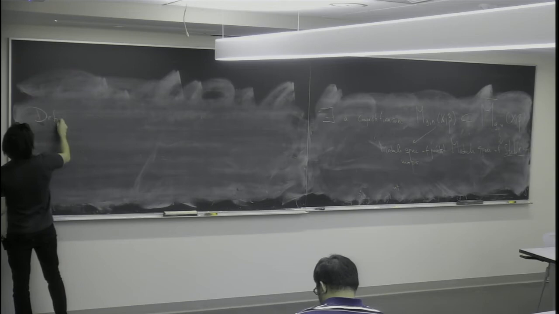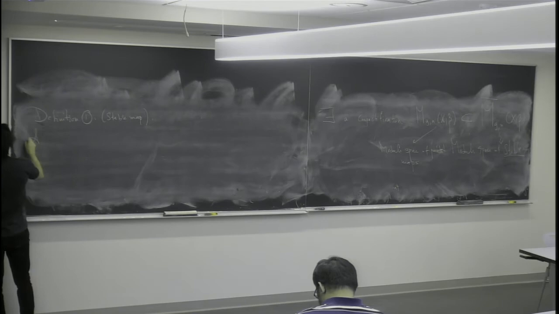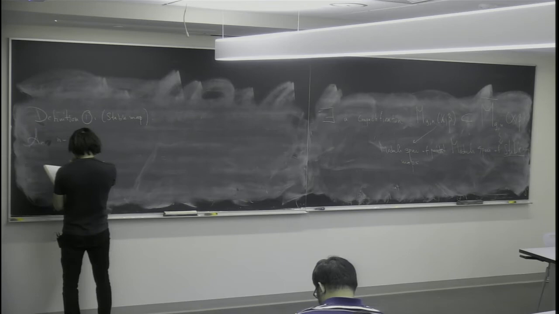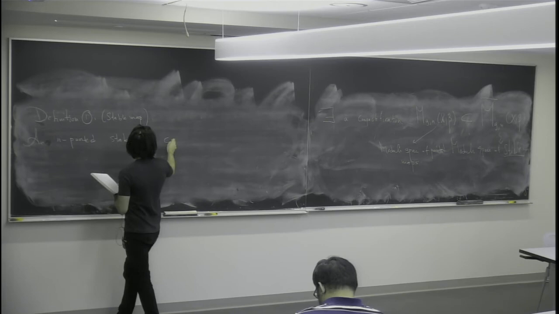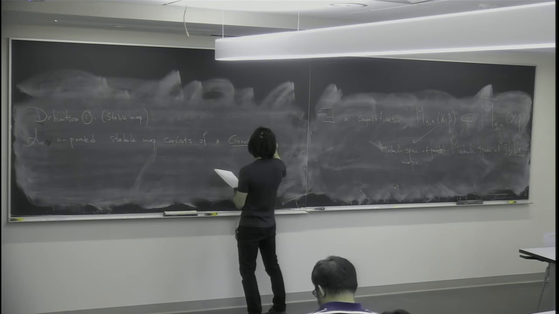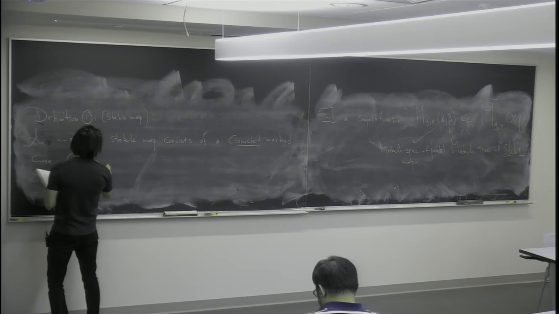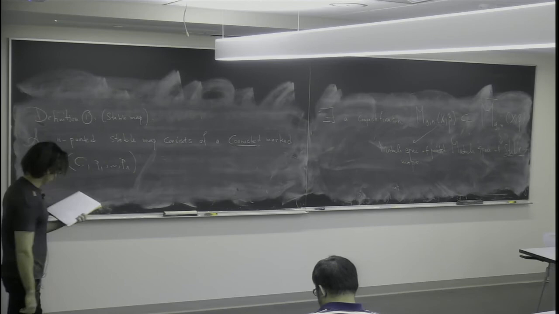Now we know what a marked curve means: it's a connected curve with n distinct smooth points on it. The curve itself could actually be singular, but the marked points need to be smooth points on the curve. And a morphism from C to X satisfying the following properties. So what are those properties?